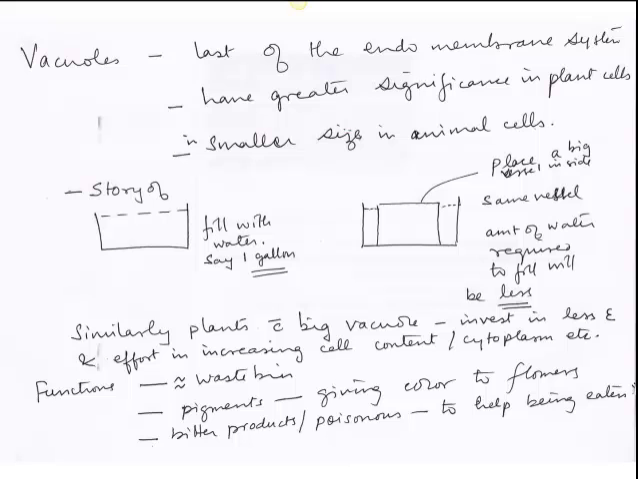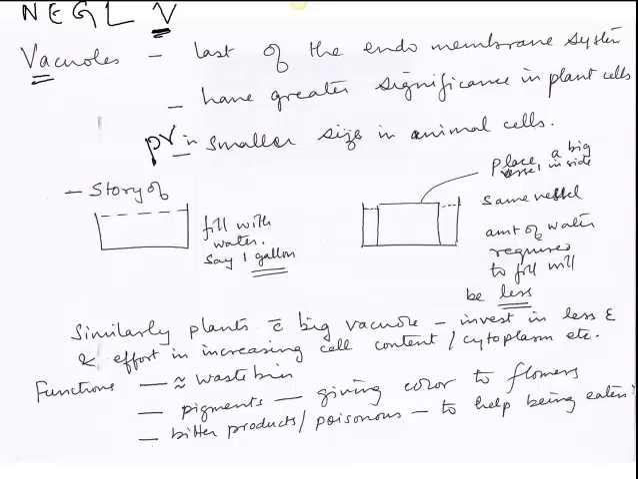Okay, now vacuoles. This is the last of the endomembrane system. We have so far covered the endomembrane system. Now vacuoles, this is the last of it. They have greater significance in plants. They are present but in smaller size in animal cells.